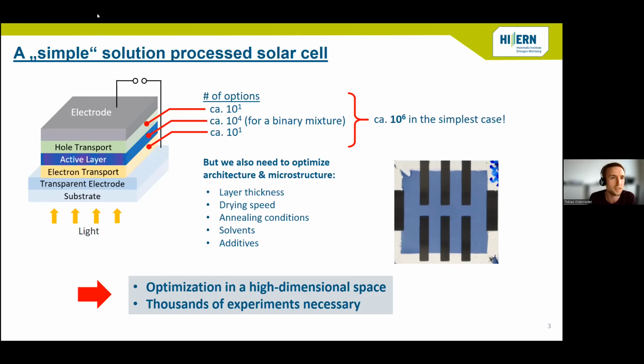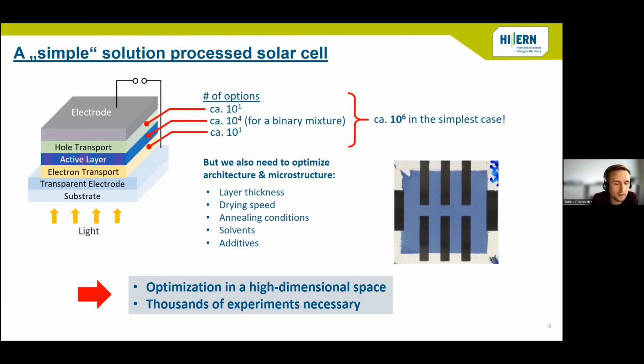So if we look at a simple solar cell, you can see it here. We normally have a hole transport layer and an electron transport layer. And for those materials, we have roughly 10 relevant materials, while for the active layer, we have a lot more. So in a simple estimation, we have around 10 to the power of 6 different combinations to create our solar cell device.